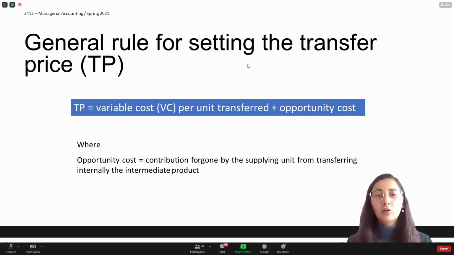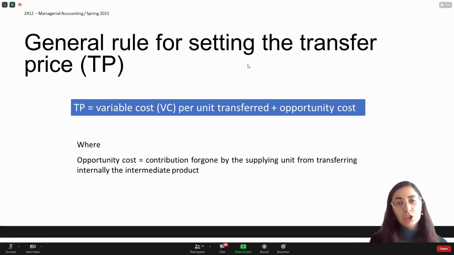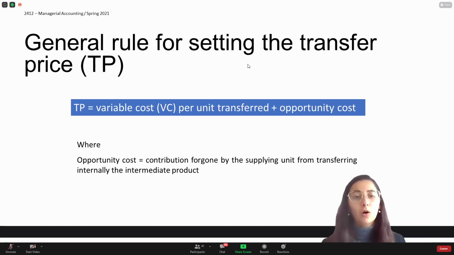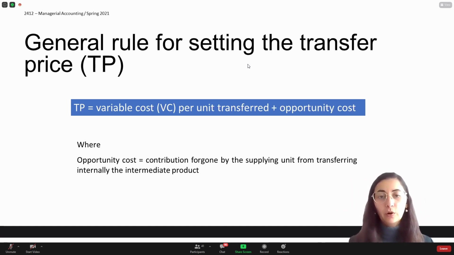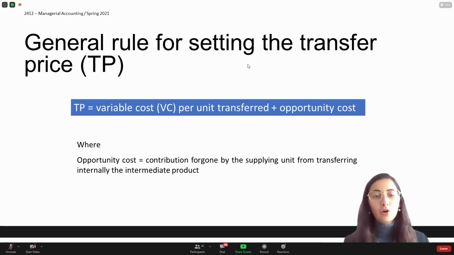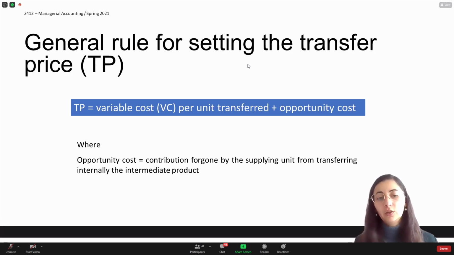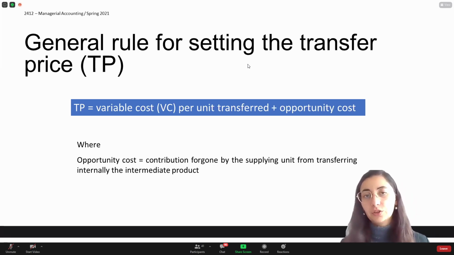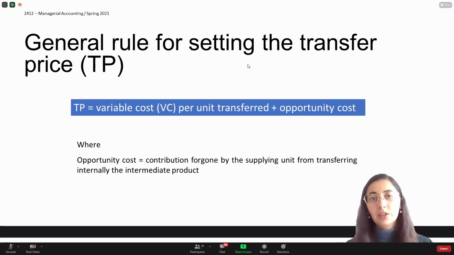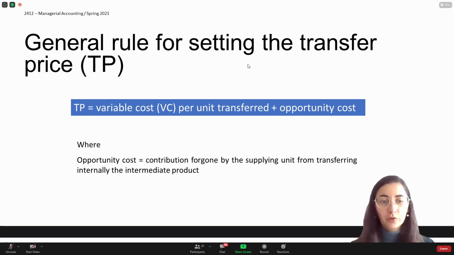What is the general rule to set the transfer price? This is the general rule. It is the variable cost, okay, variable cost plus the opportunity cost, okay? Where the opportunity cost is the contribution margin that is foregone by supplying the unit to the division of the same company, okay, to this internal transfer of the product.